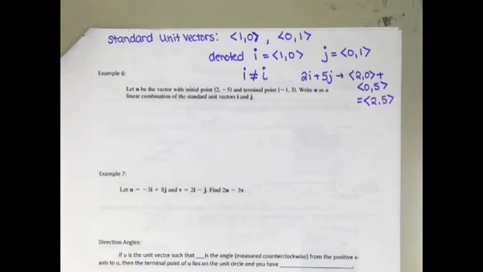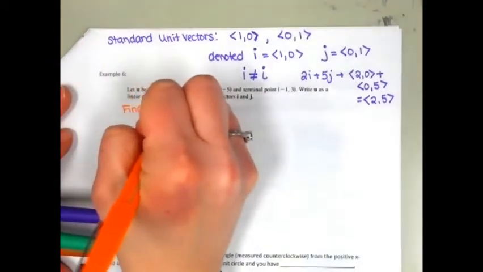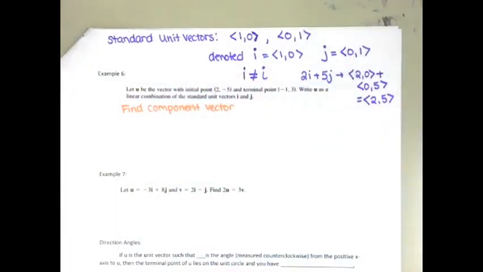So let u be the vector with the initial point (2, -5) and the terminal point (-1, 3), where u is a linear combination of the standard unit vectors i and j. That sounds really confusing, doesn't it? But the main idea here is we need to find our component vector, where our initial point is at (0, 0). Do we remember how to find our component vector? Going back to the front, how do we find it?